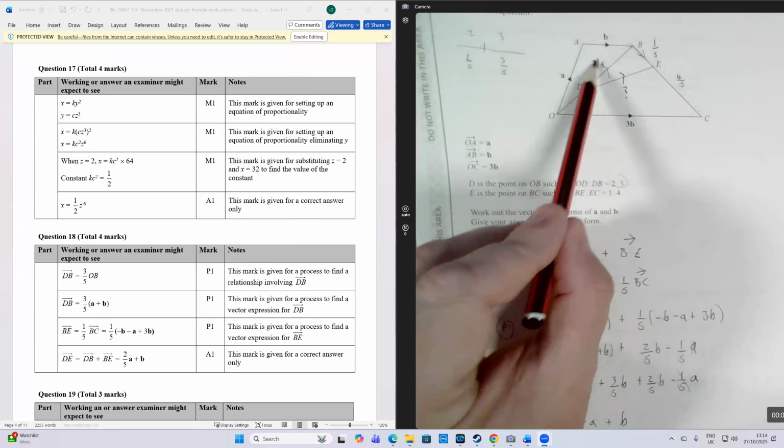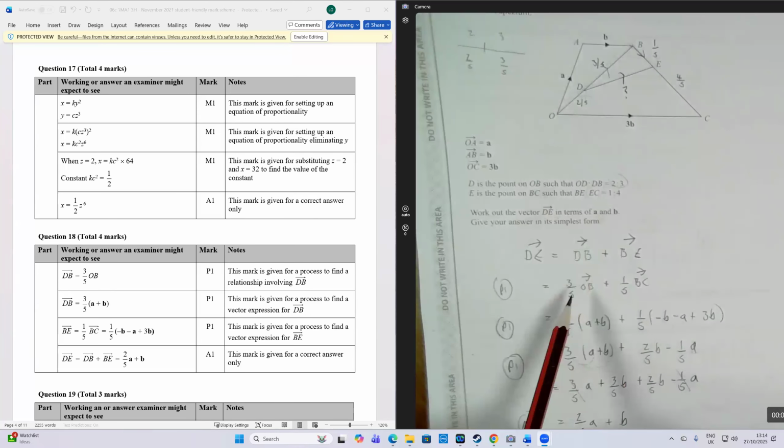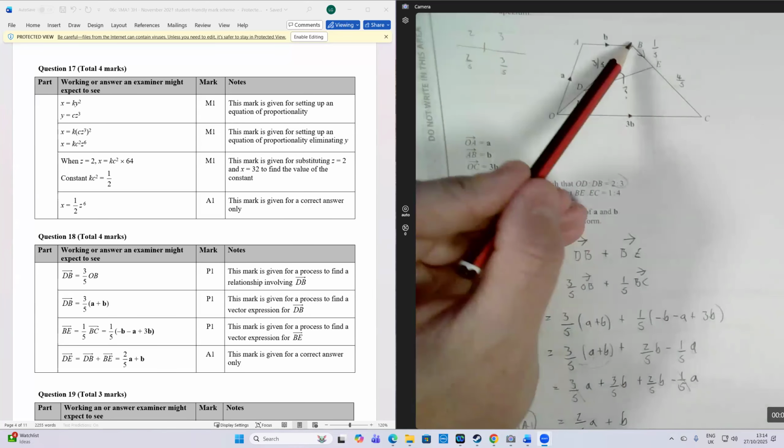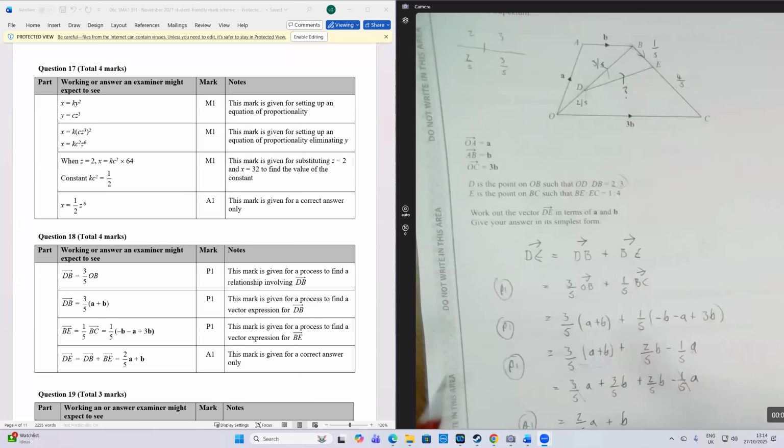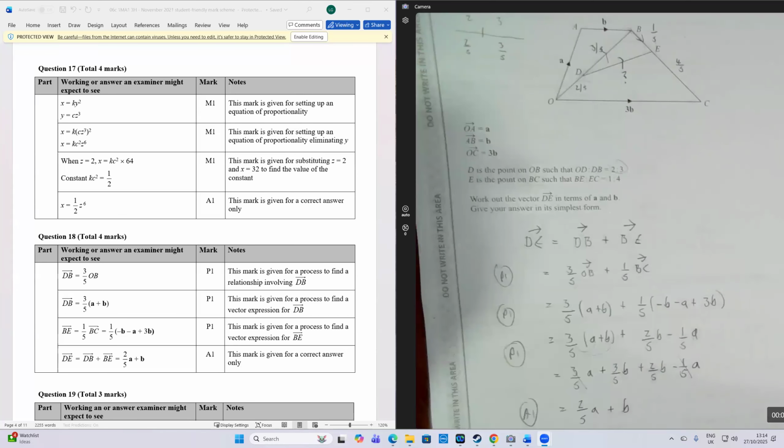We know it's 3/5 of O to B. So we've got 3/5 of O to B. And what do we know about B to E? We know that B to E is 1/5 of B to C. So 1/5 of B to C. So let's see if we can break these down now into their relative constituent components.